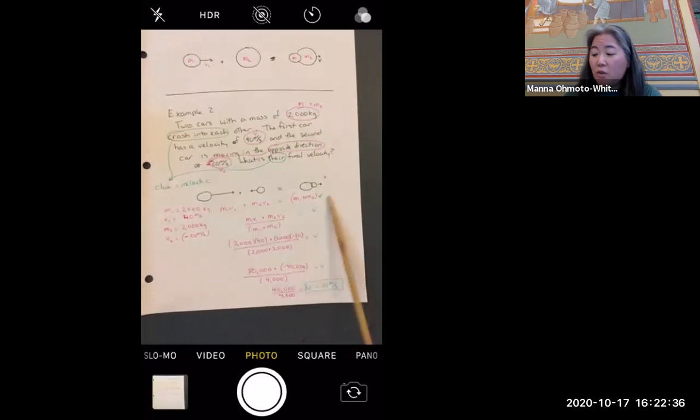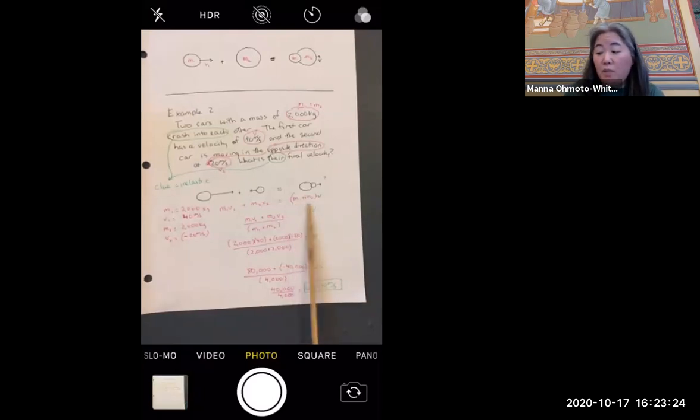So here's my general equation: m1 v1 plus m2 v2 at the beginning is equal to m1 plus m2 times v. So again, just like the previous problem, m1 plus m2 are both multiplied by v. So I divide both sides by m1 plus m2 in parentheses, and now I've isolated for v. I plug in the numbers.